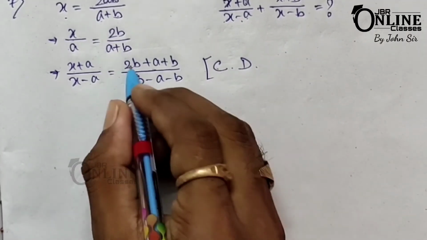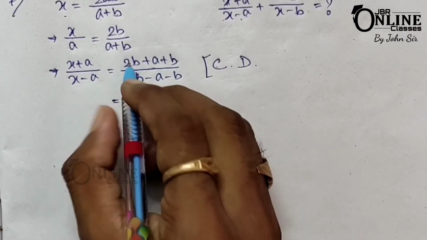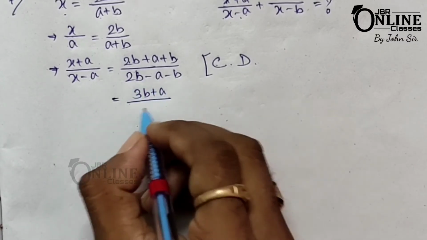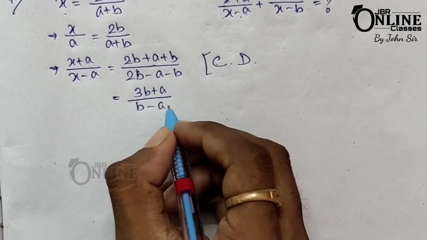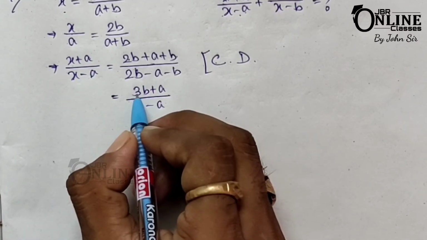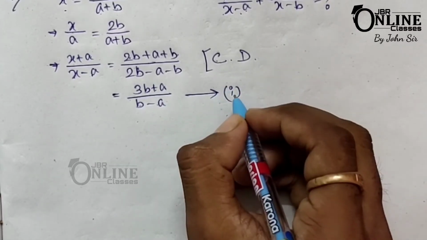So that will be now 2b plus a plus b, that means equal to 3b plus a, and here 2b minus a minus b, so it's b minus a. So x plus a by x minus a, the answer is 3b plus a by b minus a. So just put it number 1.